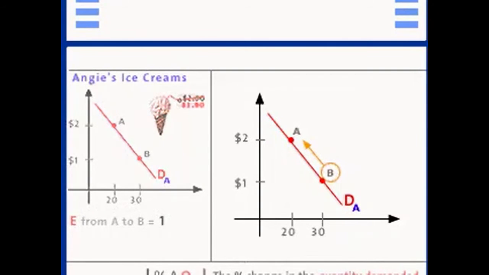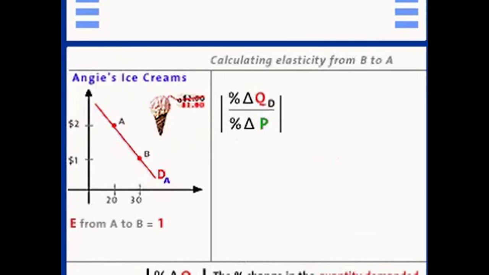All right, the new quantity is 20 cones. Subtract the old quantity of 30 cones and divide by 30 to get -1/3 as the percentage change in quantity demanded. The percentage change in price will be the new price of $2 minus the old price of $1 divided by that old price of $1, which gives us 1 over 1. So we have -1/3 over 1, which is -1/3. Apply the absolute value sign, and you get the elasticity measure moving from point B to point A, using B as the basis for your percentage, is equal to 1/3.